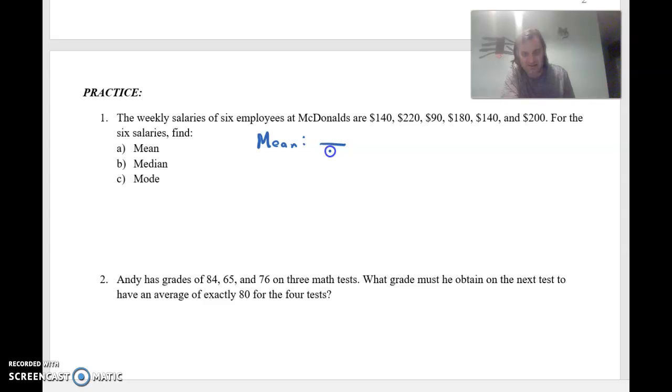And we already know there's 6 of them. We might want to double count. 1, 2, 3, 4, 5, 6. So we're going to add them up and divide by how many there are. So we're going to add those 6 numbers together, which gave me a total of 970.